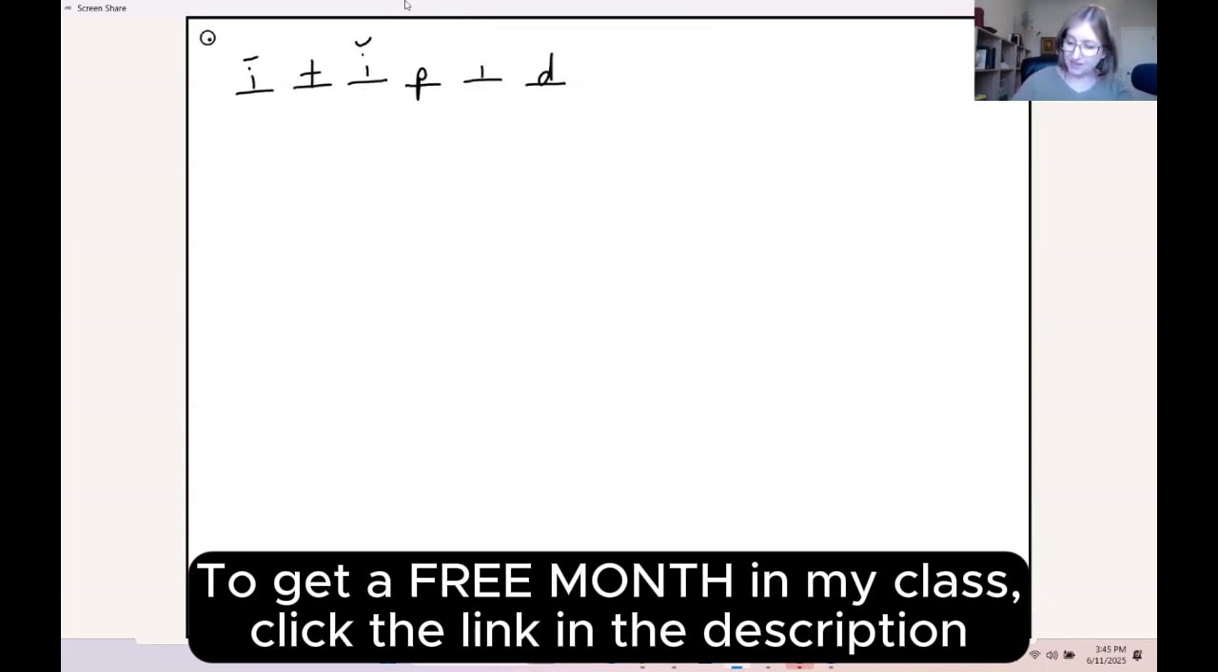And then for this I at the end, it gets to say I right there too, just fine, because there's not a vowel in the next 1 or 2 spots. So there is I tipid. Ready to try yours?